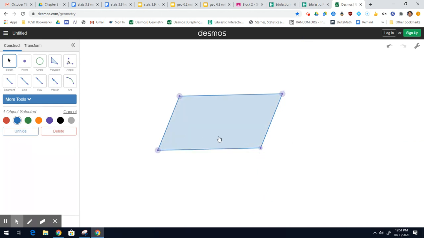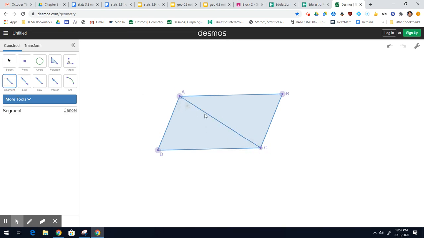I'll make it, that's fine. Let's call it A, B, C, D. So A, B, C, and D. I know I constructed it to be parallel. Let's just double check that they are parallel opposite sides. So let's go ahead and make a diagonal AC.